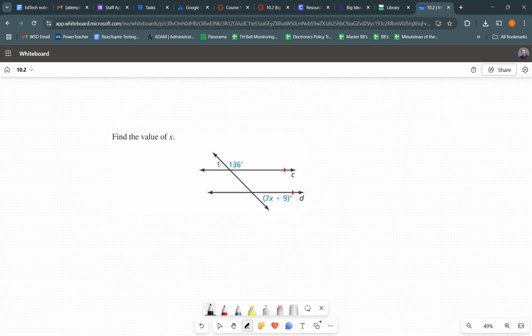So we want to find the value of x. All right, we're going to do this in 2 parts. Now we know angle 1 and 136 degrees right here are supplementary angles because they make a straight line. So 136 plus the measure of angle 1 should equal 180 degrees. And if we subtract that 136 from the 180 degrees, then we get our measure of angle 1. So the measure of angle 1 should equal 44 degrees.